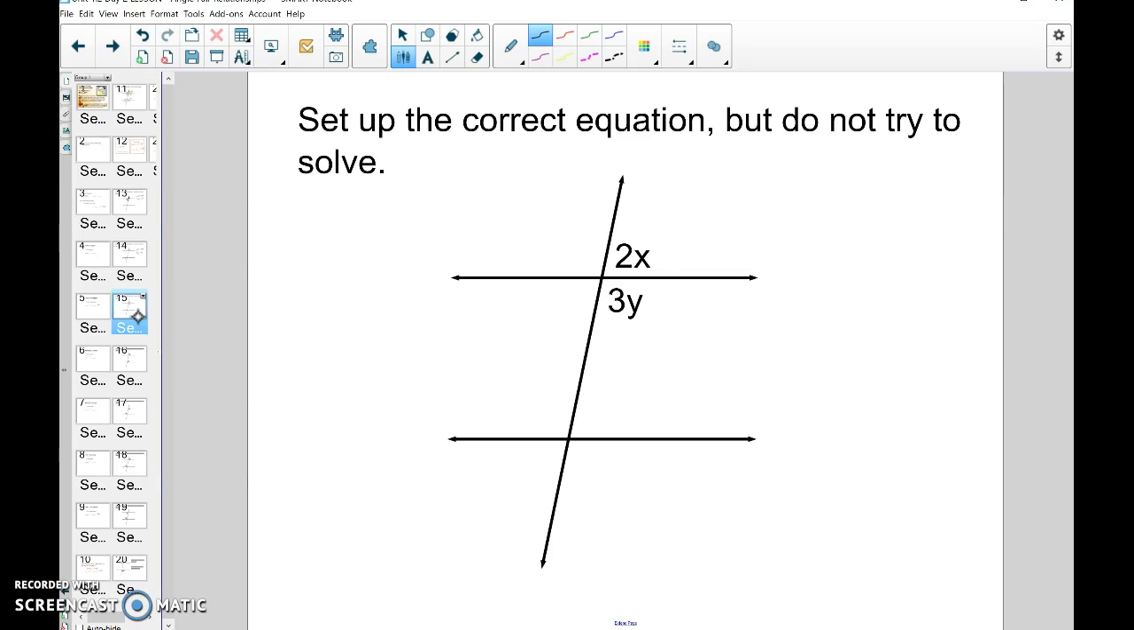Go ahead and do the remaining five problems. See if you can set them up correctly. It's either going to be set equal to each other, or it adds up to equal 180. So pause right here. Please try those really quick and then press play when you're ready to see the answer.